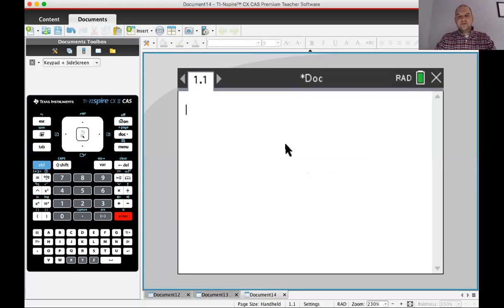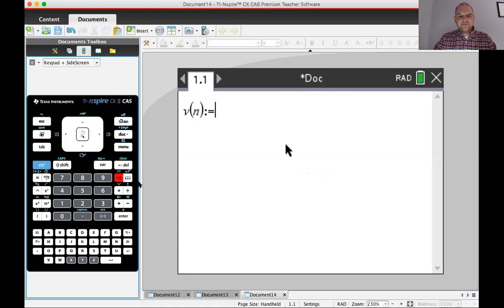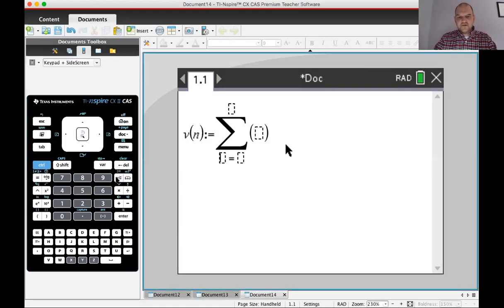And how can I do this? So I'm going to say V of n, colon equals. Control in the templates, the sum, so I'm going to hit the templates button and choose the summation symbol, from i equals 1 to n of pi, never forget the pi, the radius. So right now I know that something bad is going to happen because I never defined the function.